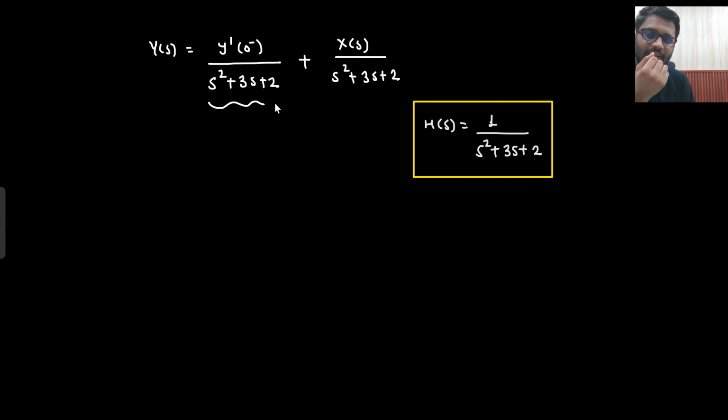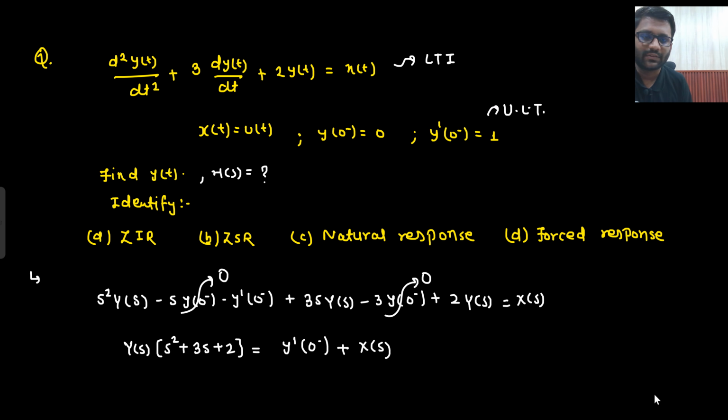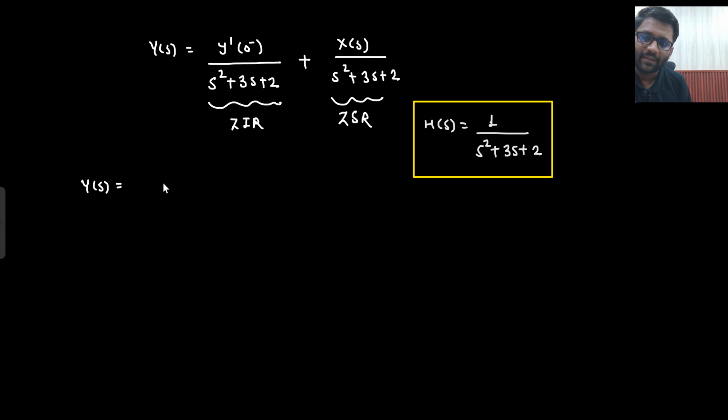What is this known as? Zero input response. And what is this known as? Zero state response. How will you write down your y(t)? So y(t), now the thing is I need to open it up. So for Y(s), I will put the values now. What is y'(0⁻)? That is 1. So 1 upon s² + 3s + 2.